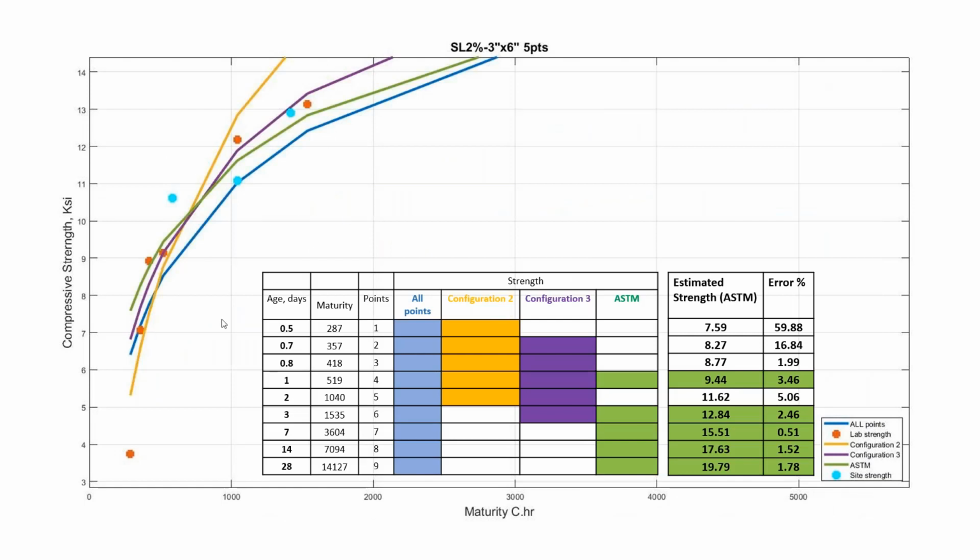This is if we zoom in on the early age part, and you see here now that the actual breaking points versus the curves are all over the place.